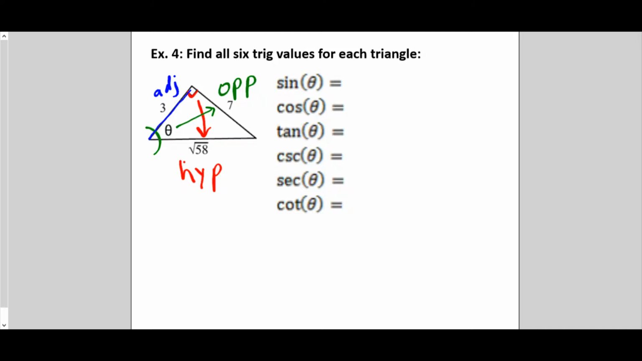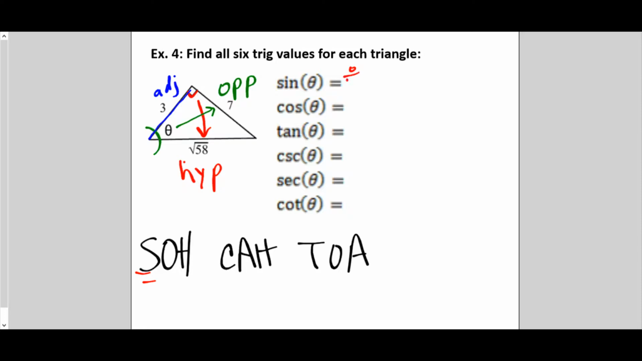So I'm going to write out SOHCAHTOA just so that I have it. And I'm going to find the first 3 trig functions. So sine, remember, is opposite over hypotenuse. So opposite is 7. And the hypotenuse is square root of 58. However, we do not want to leave square roots in the denominator. So we will multiply both sides by square root of 58 divided by itself. So what happens, remember, is these square roots cancel, and I get 7 square root of 58 over 58. So just don't leave square roots in the denominator.